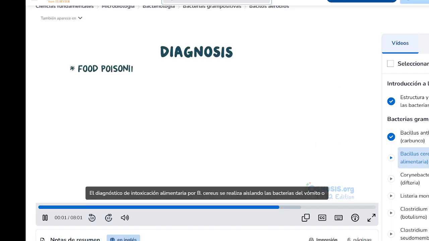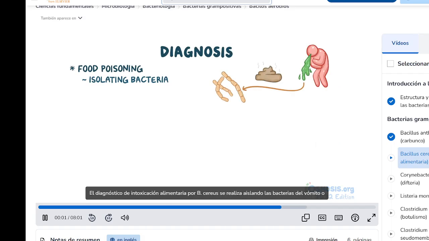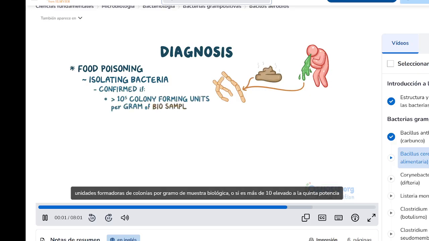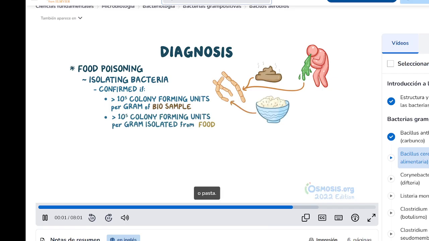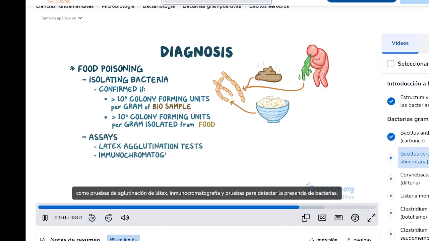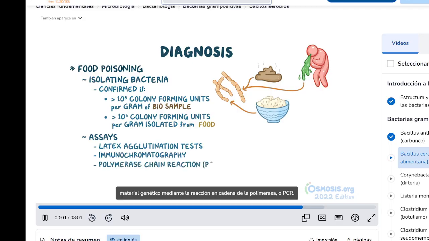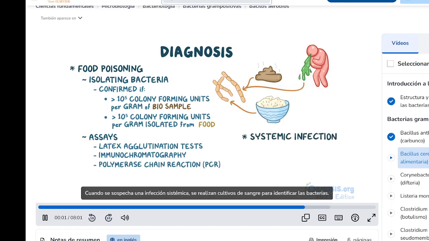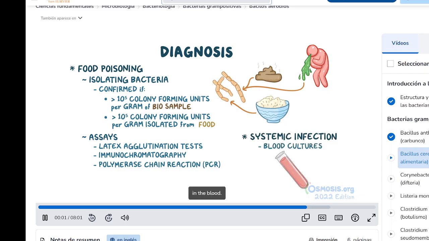Diagnosis of B. cereus food poisoning is done by isolating bacteria from the vomitus or stool. The presence of B. cereus is confirmed only if there are more than 10 to the 5th power colony-forming units per gram of biological sample, or if more than 10 to the 5th power colony-forming units per gram are isolated from possibly contaminated food like rice or pasta. Another way of testing for B. cereus is to look for its toxins in the food, using assays like latex agglutination tests, immunochromatography, and testing for the presence of the bacteria's genetic material using polymerase chain reaction, or PCR. When a systemic infection is suspected, blood cultures are done to identify the bacteria in the blood.